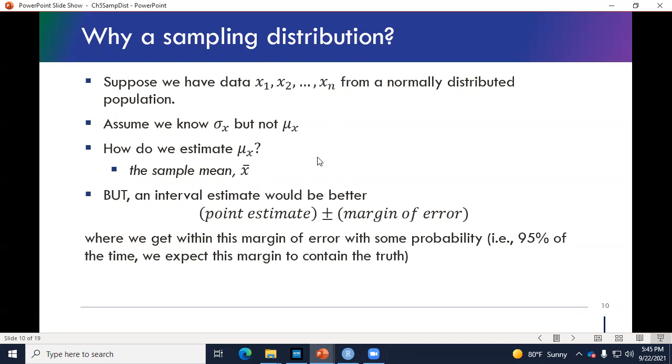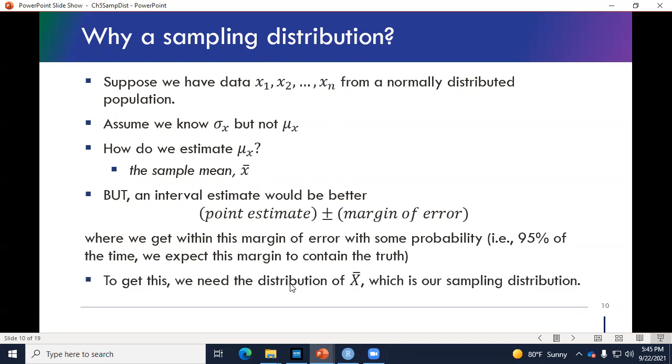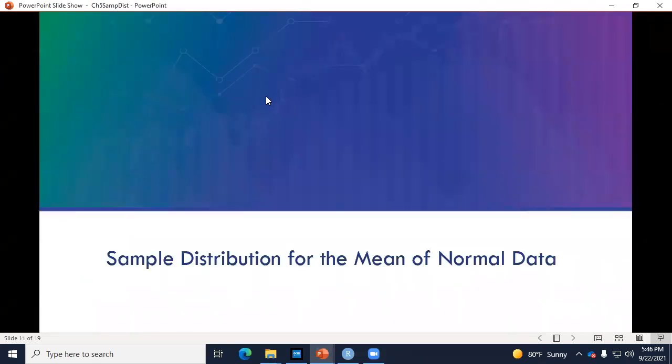You will see this, I think, in chapter 7, which is about interval estimation. In order to get this interval estimate, we need the distribution of x bar. That's our sampling distribution. This is why we need to learn about the sampling distribution.